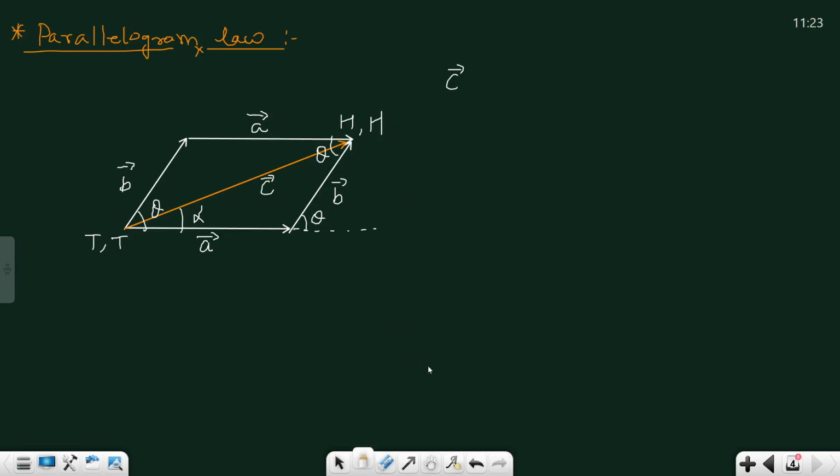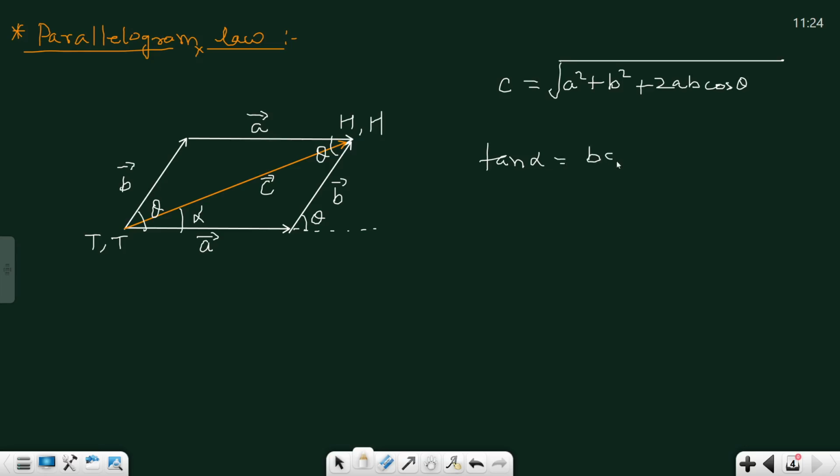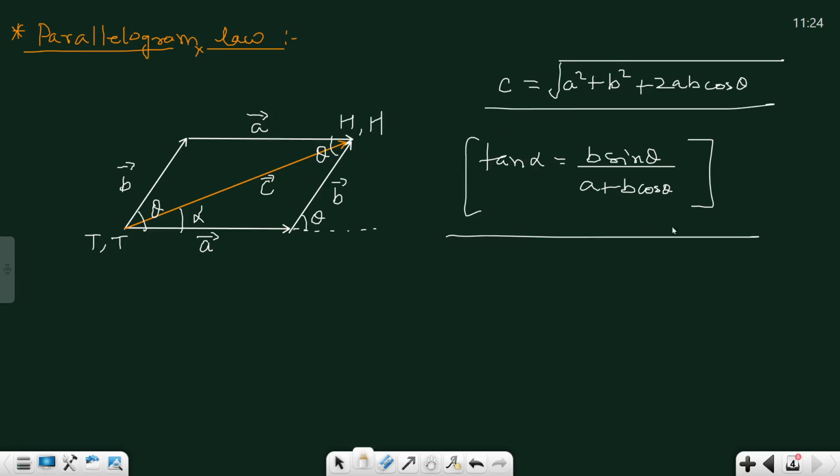So the same resultant formula you will get here. C is equal to the square root of a square plus b square plus 2ab cos theta. tan alpha is again b sin theta over a plus b cos theta. Clear? The same results. Okay. So that's all about parallelogram law. Parallelogram law is made up of triangle law. Same method you have to apply.